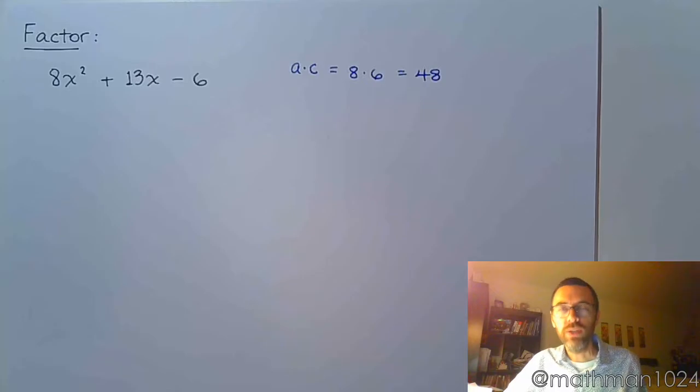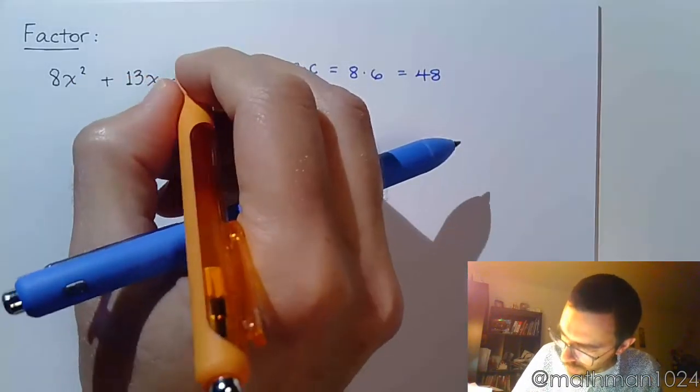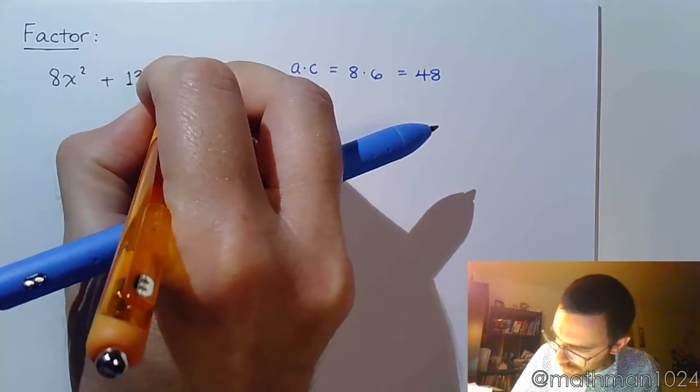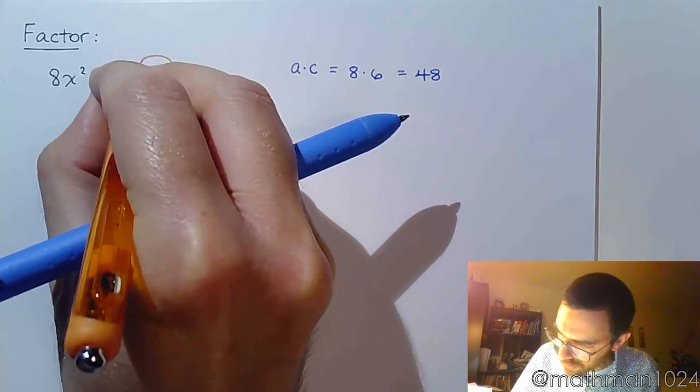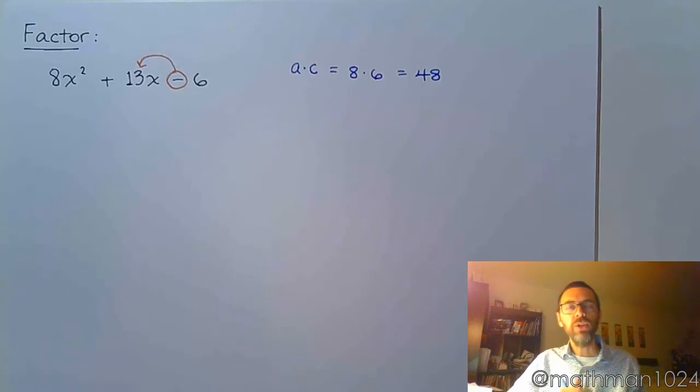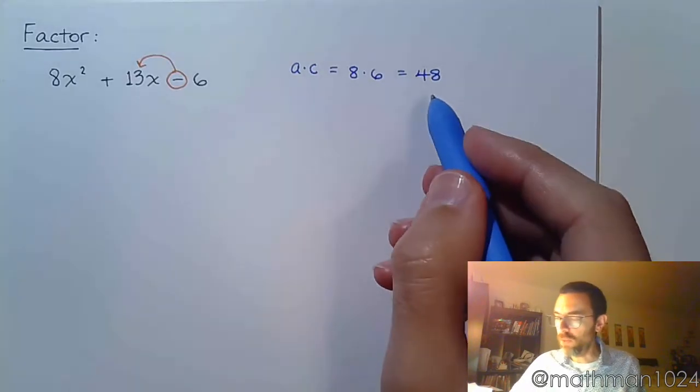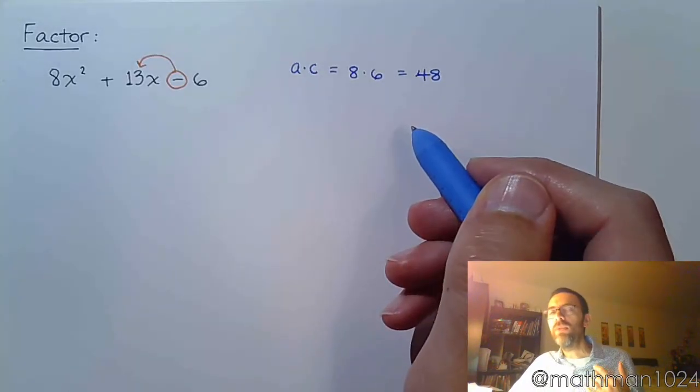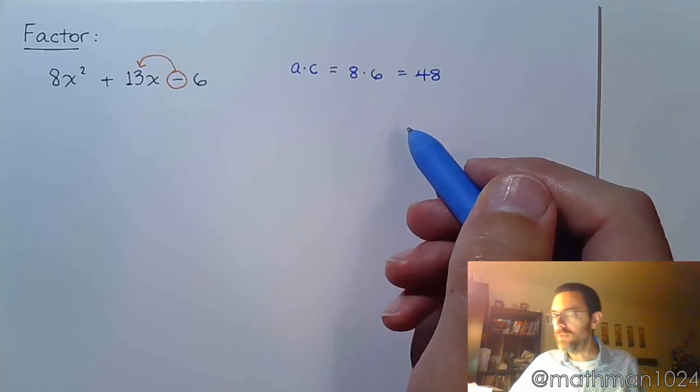And then what I'm trying to do is find factors of 48 that will subtract to 13. So that's where I use that sign right there. I use the negative that's in front of the 6 to tell me what I want the factors of 48 to do. Now, if you've got a calculator, you can go through and find all of the factor pairs.